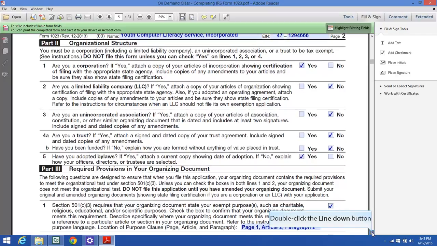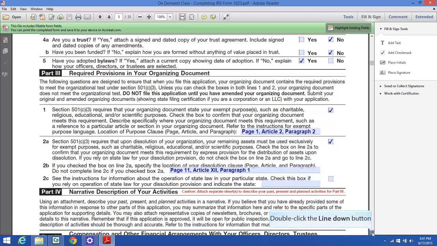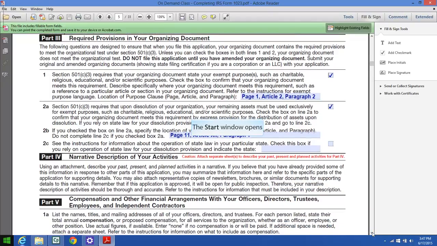So that's part 2, the organizational structure. Part 3, moving on along, require provisions in your organizing document. Now, the following questions are designed to ensure that when you file this application, your organizing document contains the required provisions to meet the organizational test under Section 501(c)(3). Unless you can check the boxes in both lines 1 and 2, your organizing document does not meet the organizational test. Do not file this application until you have amended your organizing document.